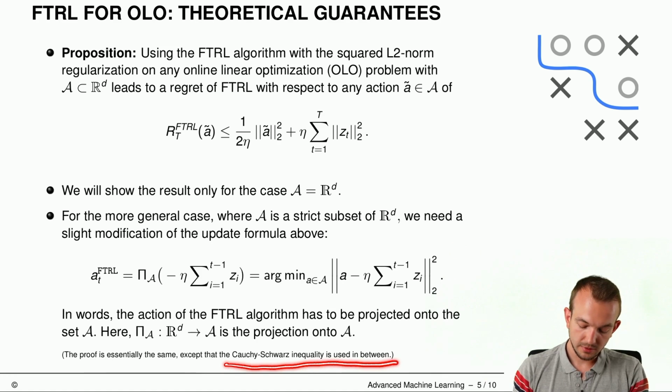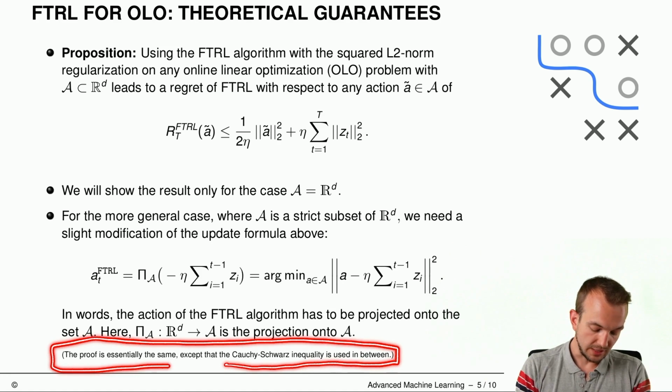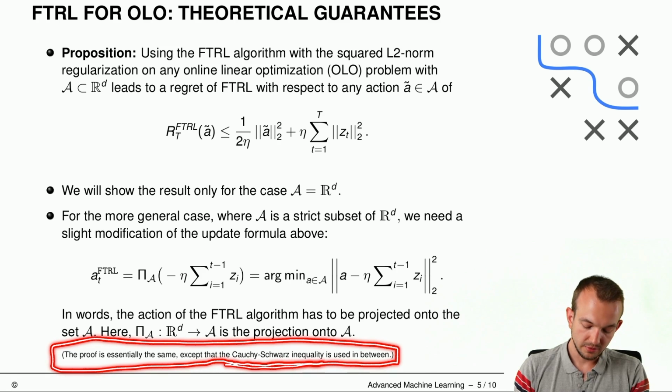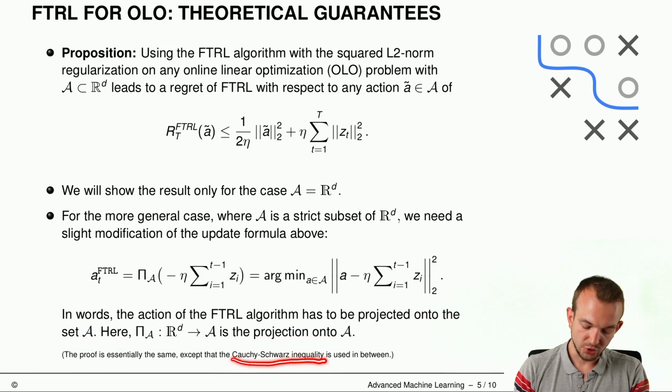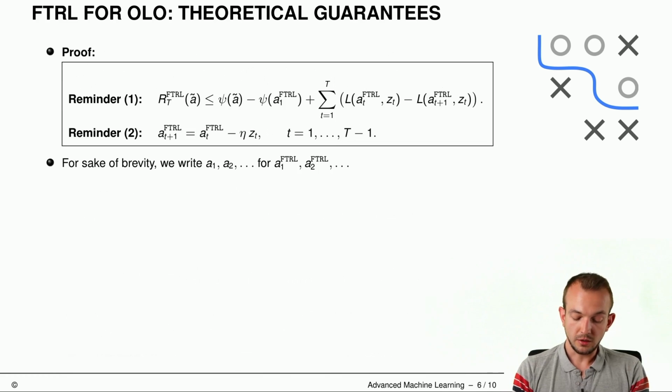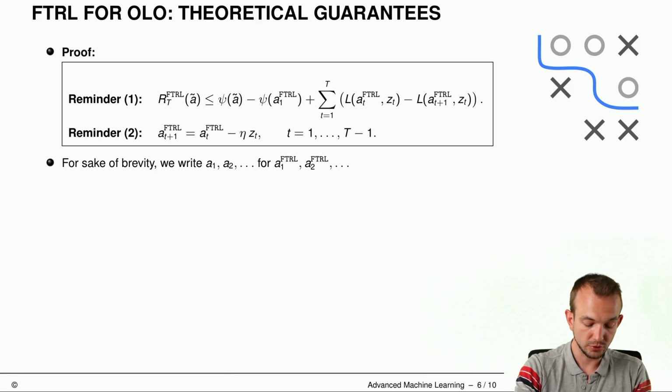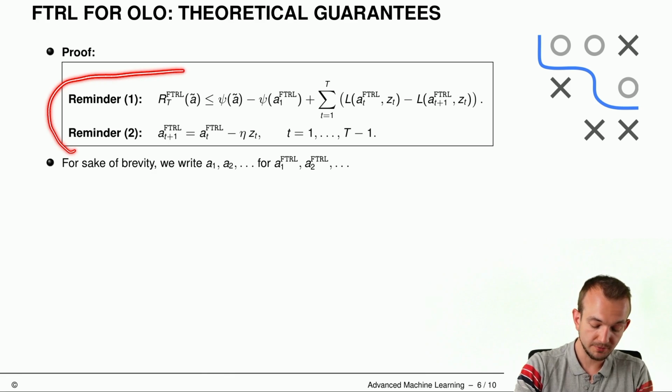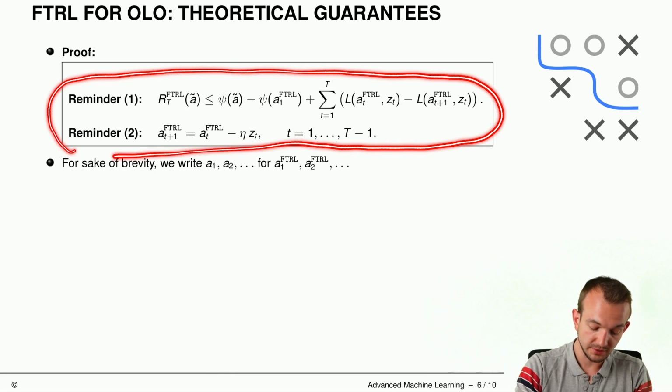Only at one step we will see on the next slide, we would need to use the Cauchy-Schwarz inequality. But essentially the proof is still the same. Okay, so let's see how we can show this. Again, we keep track of our short-term memory reminder box, where we have these two reminders here.